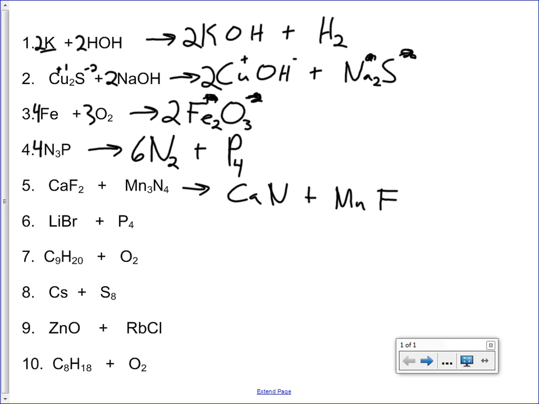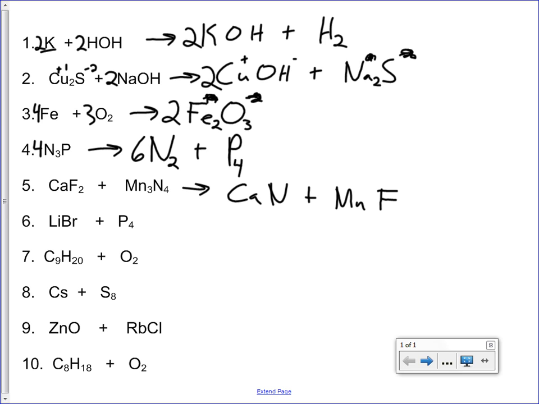Remember, we can only make ionic compounds in replacement reactions. Okay, that means metal, nonmetal, metal, nonmetal. We can't put two metals together for a couple of reasons. That's not an ionic compound, and secondly, metals don't chemically bond to each other. All right, everybody with me there?